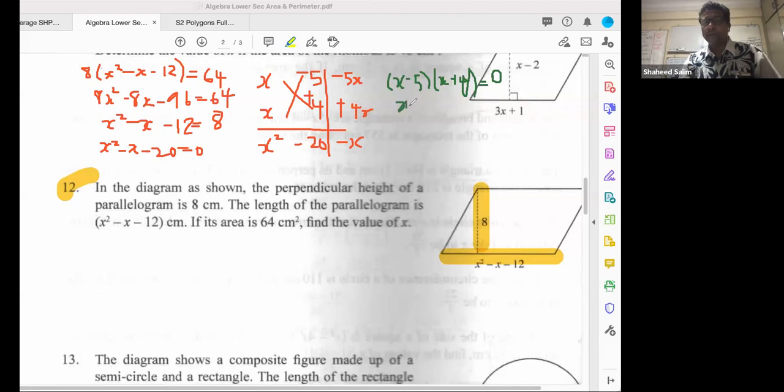Okay, therefore x is equal to 5 or minus 4. And minus 4, you know, is inadmissible, right? So you found what is x. You look very, very tired lah.